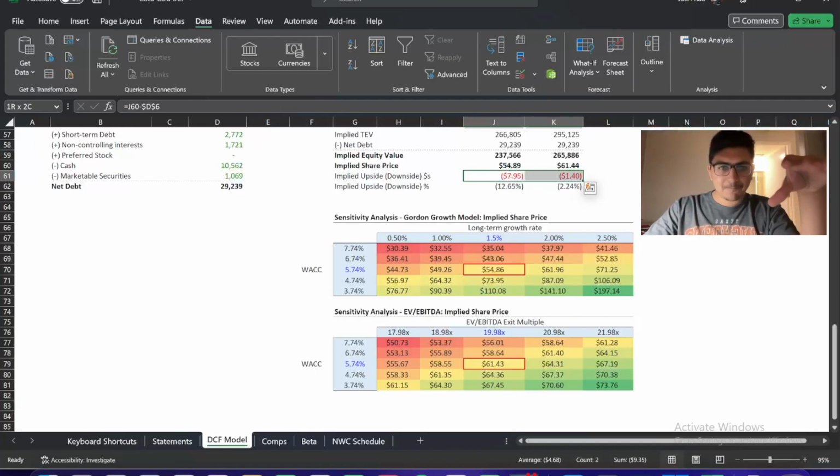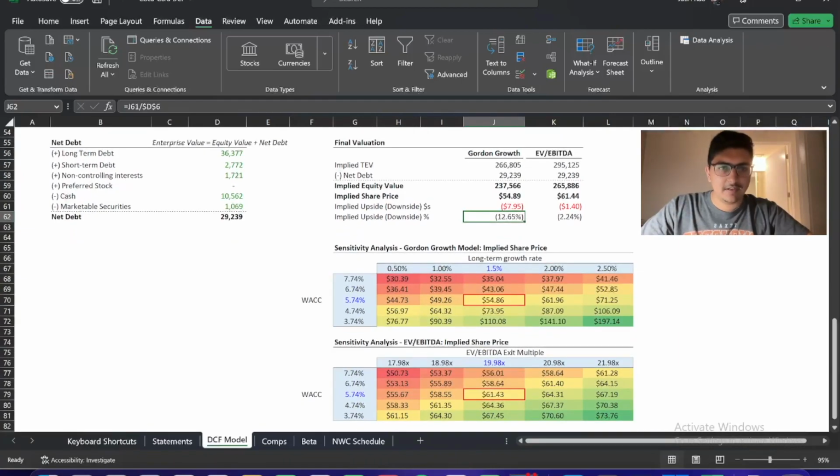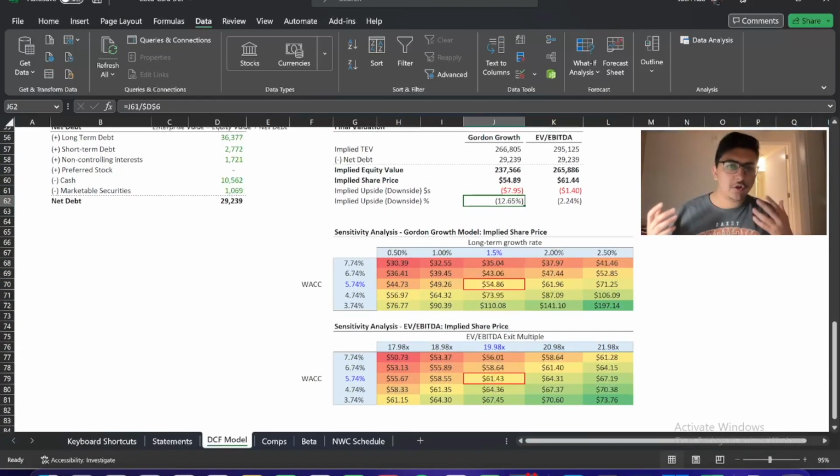At the end of the day, what we did right here is we just showed you how to build the DCF model. There should be a lot more thought put into your assumptions if you're actually pitching a stock and then building a model based off of that. And you should be much more confident in your assumptions. These are pretty thin. Like the downside here is 12.65% to 2%. That's pretty thin margin. So technically it could go either way.